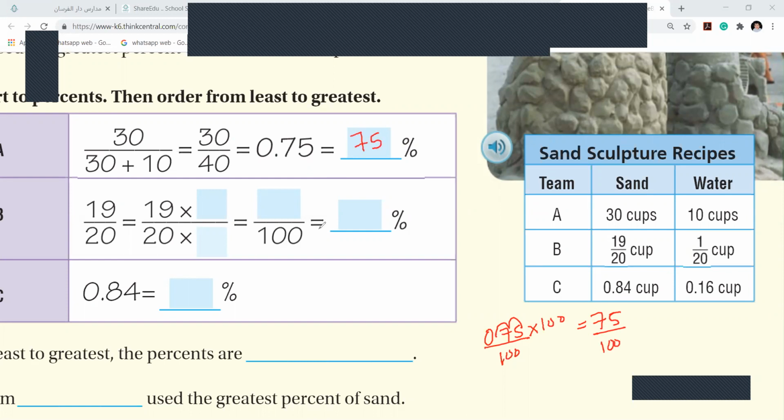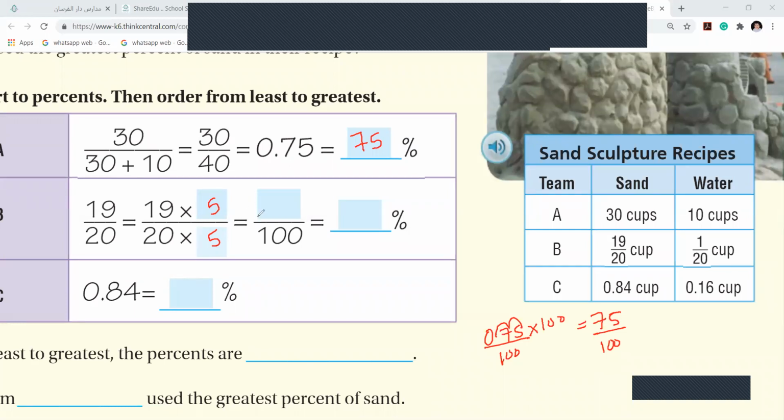Here, what should I multiply to get 100? 20 times what gives you 100? 5. 20 times 5. Very good. Just calculate 19 times 5 and tell me. 19 times 5 equals 95. So I get 95%.